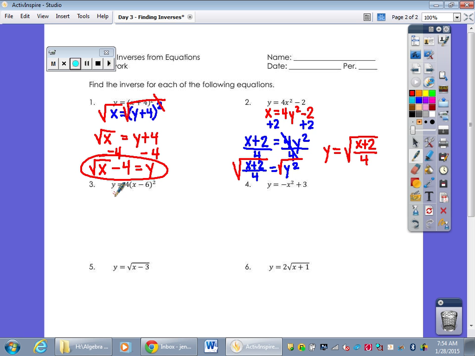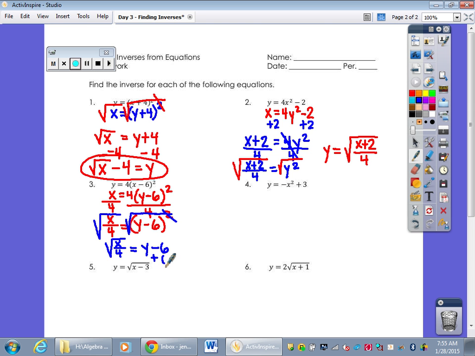Number 3, x equals 4 times (y minus 6) squared. So first thing we want to do is divide by 4. You have to take it out before you can unsquare it. So we have x divided by 4 equals (y minus 6) quantity squared. Now we want to take the square root so that we can unsquare this. So you have the square root of x divided by 4 equals y minus 6.